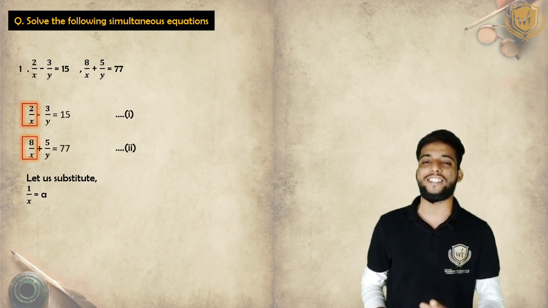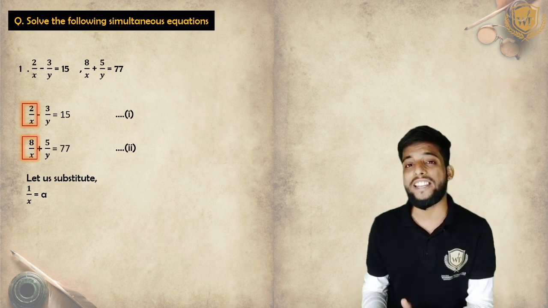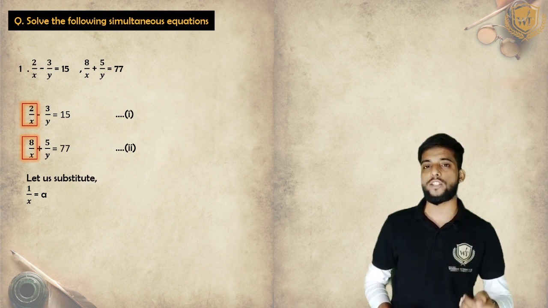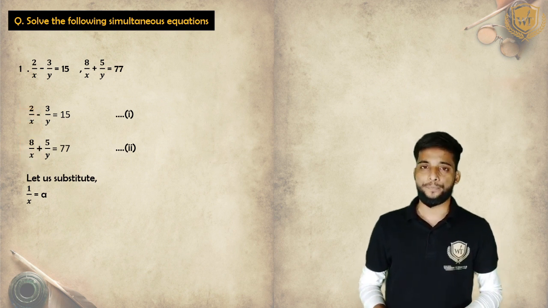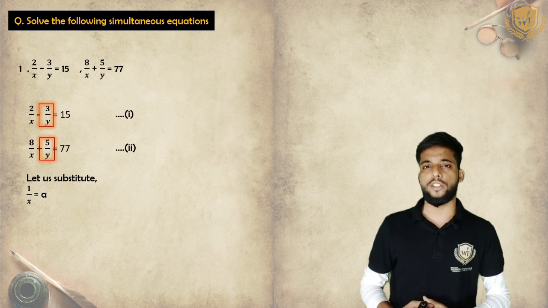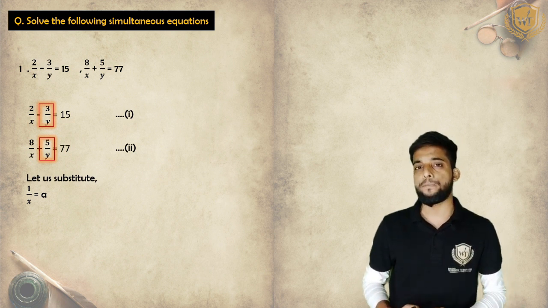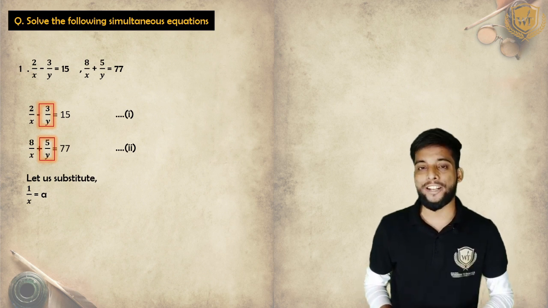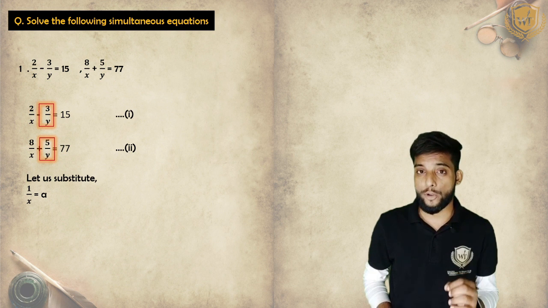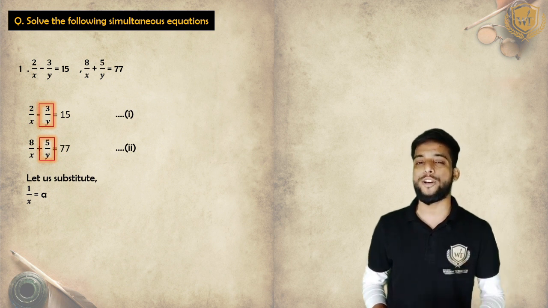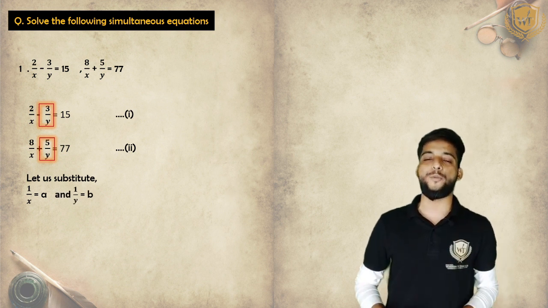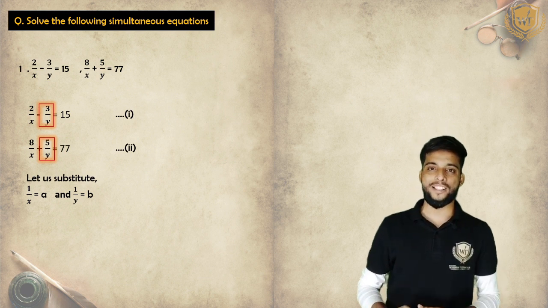So we are going to substitute 1 upon x as any other variable. In this case, let us say a. You can use any other variable. So 1 upon x we are going to substitute as a. Now focus on the second terms of the equation, students. You have 3 upon y and 5 upon y. Again, focus on the denominator. They have the same denominator which is y. So we are going to substitute the reciprocal of y, matlab 1 upon y, as another variable, matlab b.